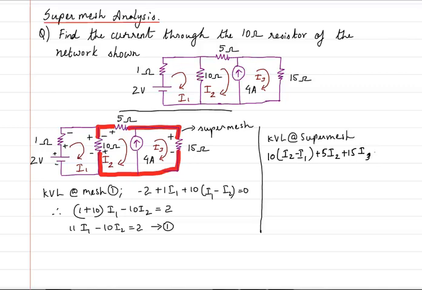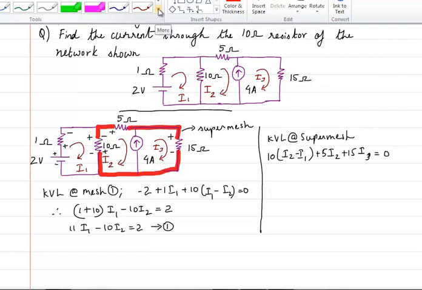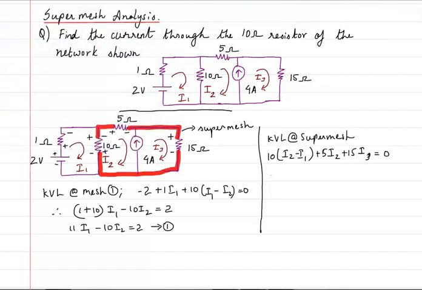15 I3 is equal to 0, from which I can take the I2 values to be 15 I2, and before that there is I1. So let me first write in order. If I have to write, then I will first write for I1, because that is the correct way. So I am having minus 10 I1, plus 15 I2, and for I3 I am having 15 I3 is equal to 0.